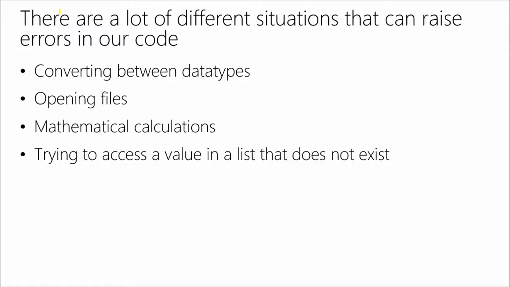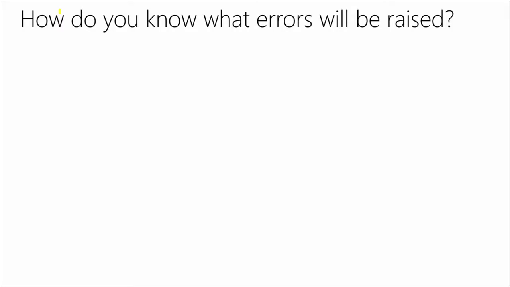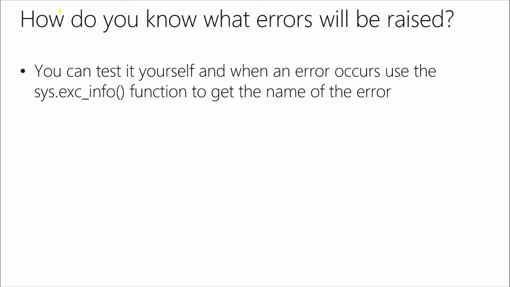Exactly. All right. So as I said, we've got a lot of different situations that might raise errors in our code. You might be converting one data type to another. You might be opening a file, doing a mathematical calculation, trying to access a value in a list if it doesn't exist. All of these sort of things could raise errors in your code. How are you going to have any idea what errors are going to be raised? This is always a challenge. When I was coding, this is something I always sort of got stumped on.